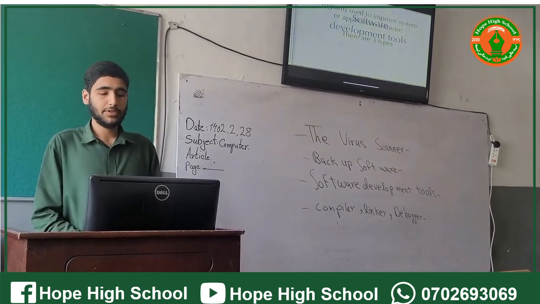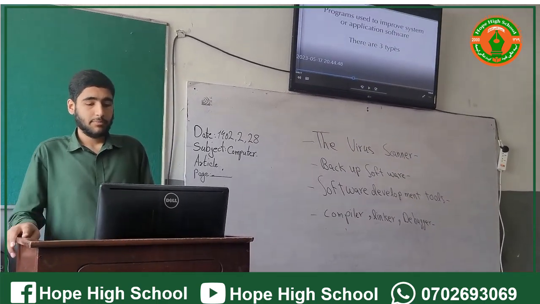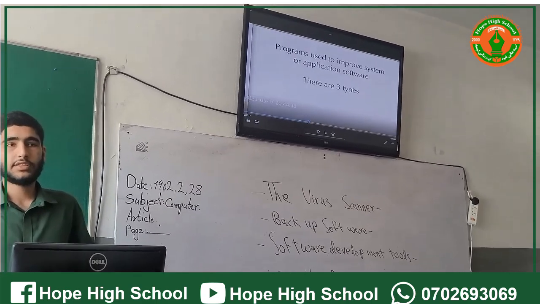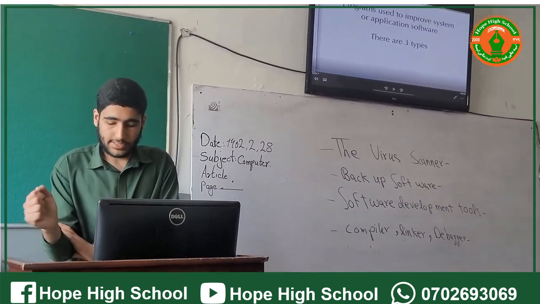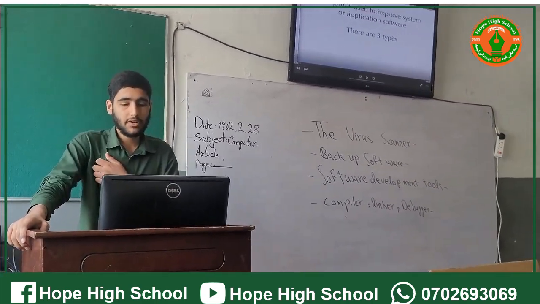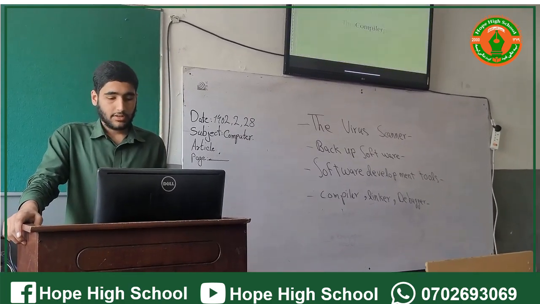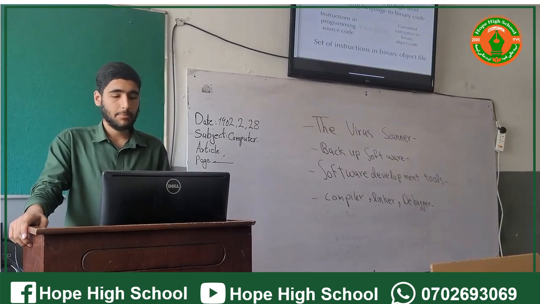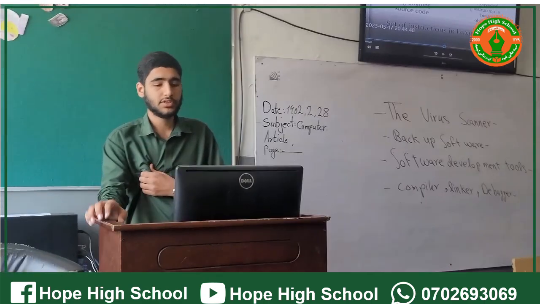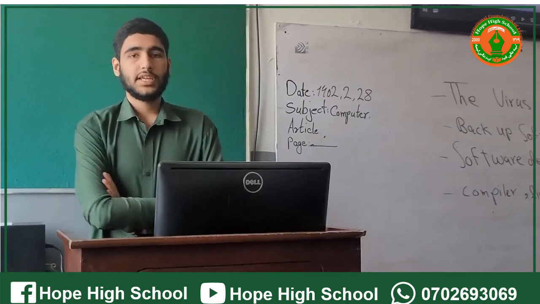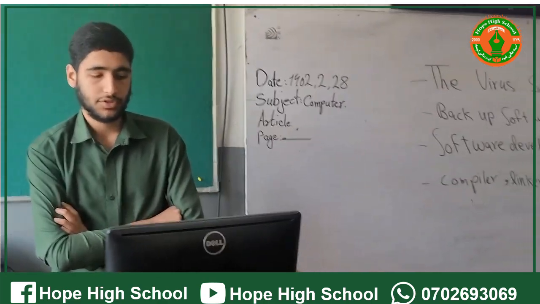Next, the software development tools. The programs used to improve systems or application software are called software development tools. There are 3 types of software development tools. First, I will talk about the compiler. The compiler is a program which is used to convert instructions in a high-level language to binary code.